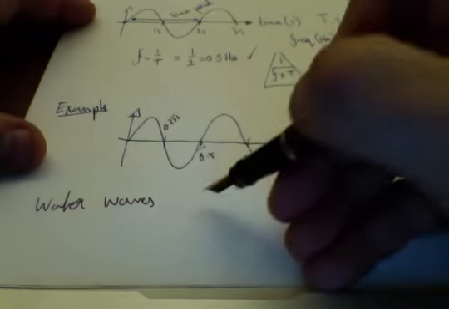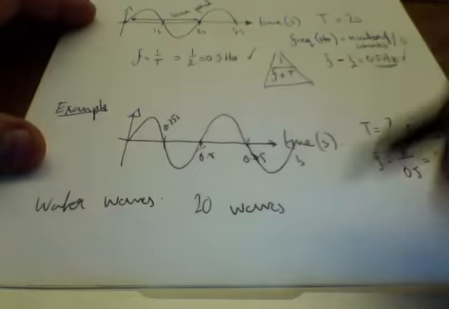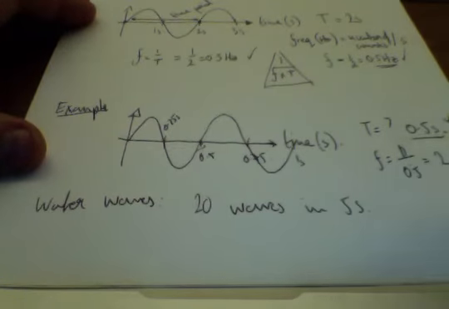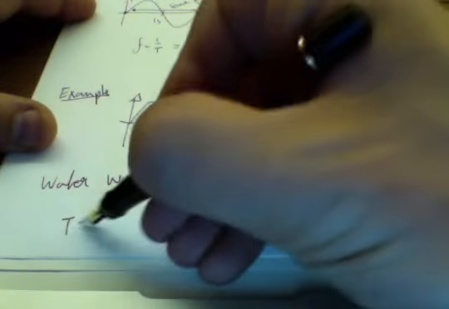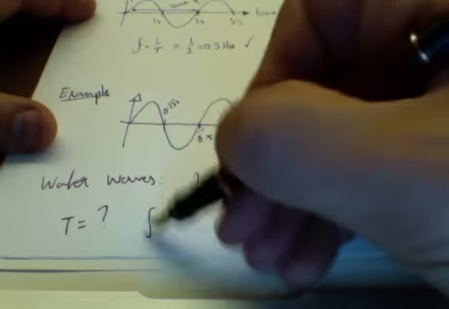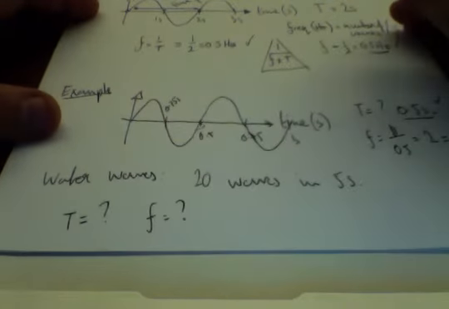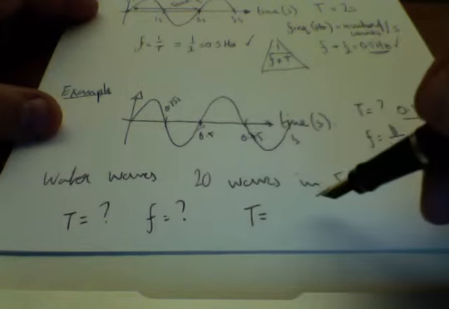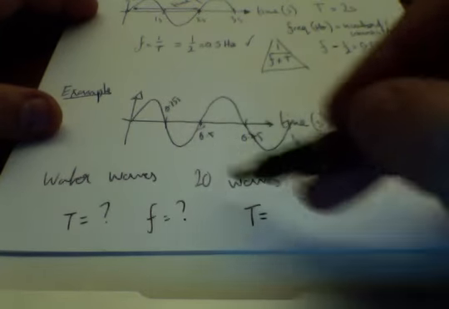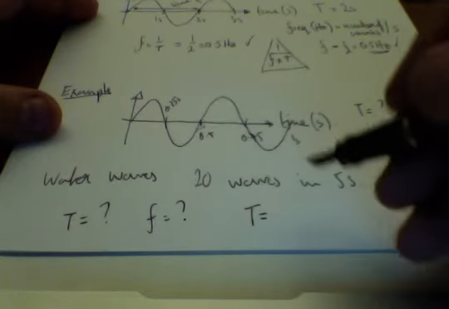And I saw 20 waves in 5 seconds pass a point. What is the time period and what is the frequency? Hit pause, give it a go. Otherwise, here's the answer. Well, the time period is essentially, if I know that I've got 20 waves in 5 seconds, then how long has it taken for one wave to occur?